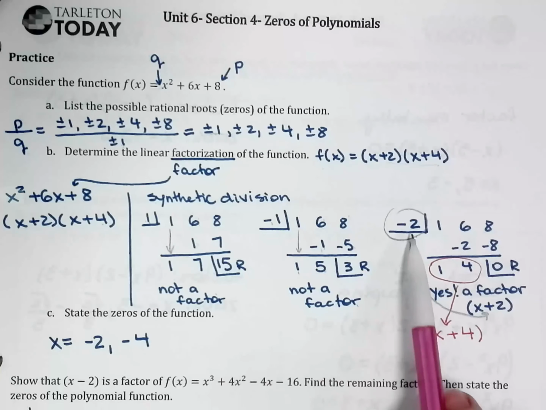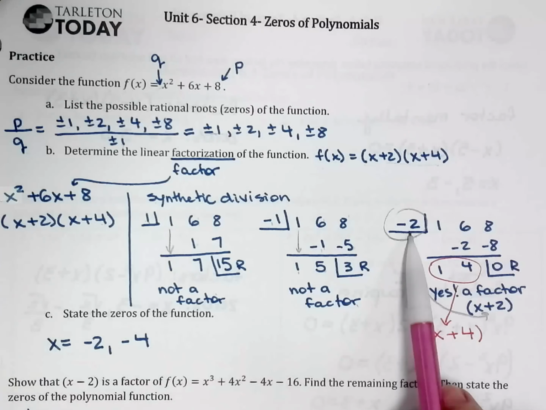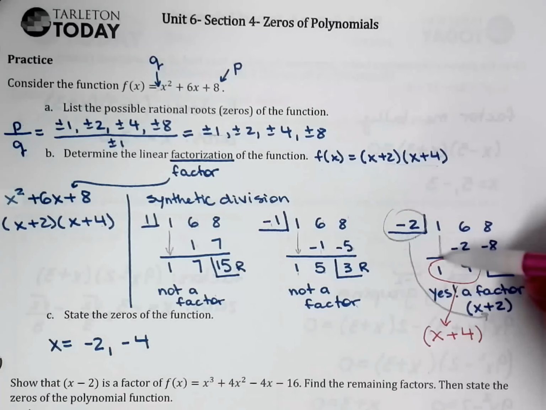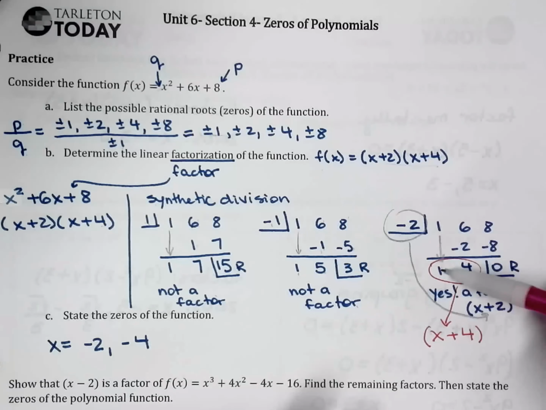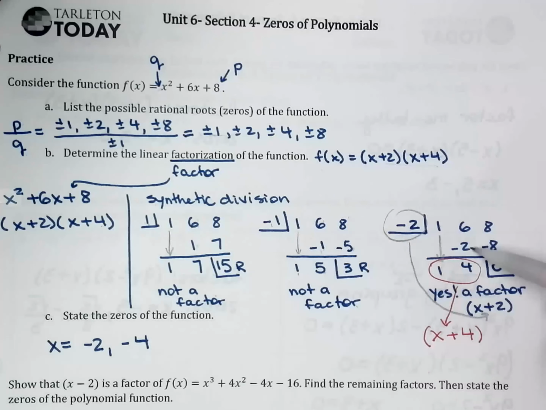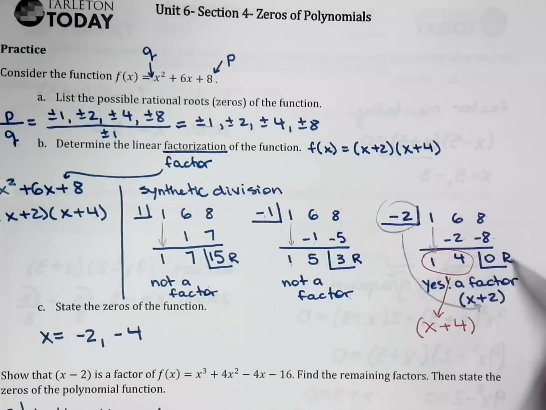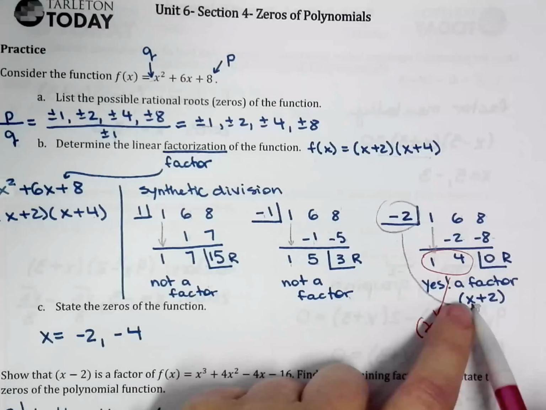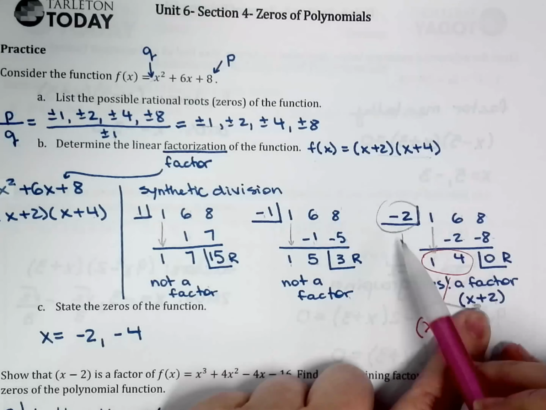Now, check this out. -2. I put the -2 there, and I'm doing my synthetic division like I would. So bring that down. 1 times -2 goes there. Add 4. Multiply, goes there. Voila. So that 0 in the remainder, that's good news. So that means x plus 2 is a factor.